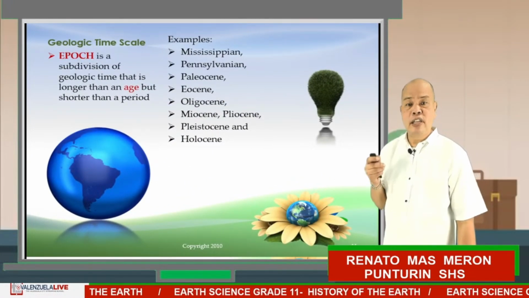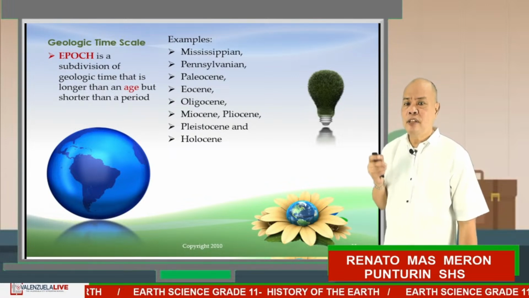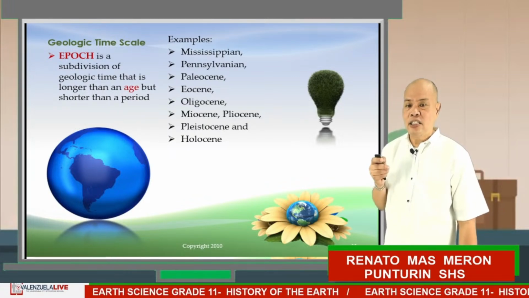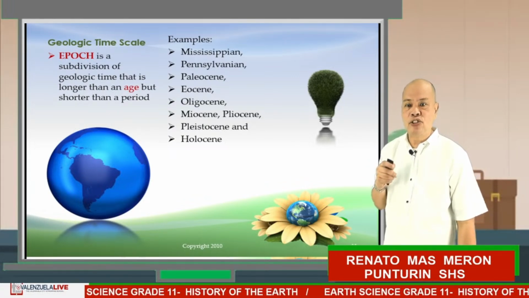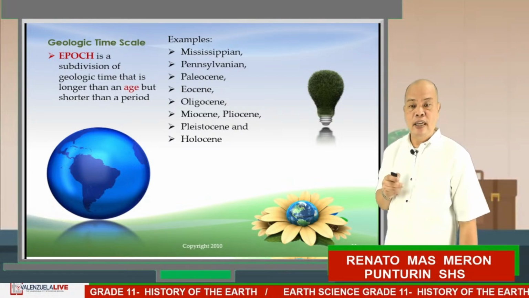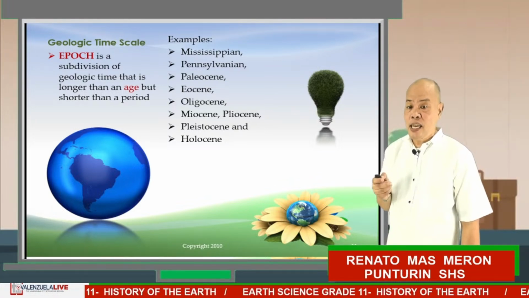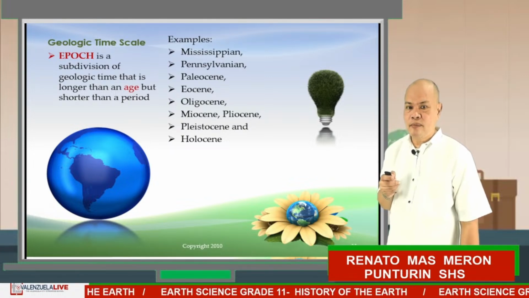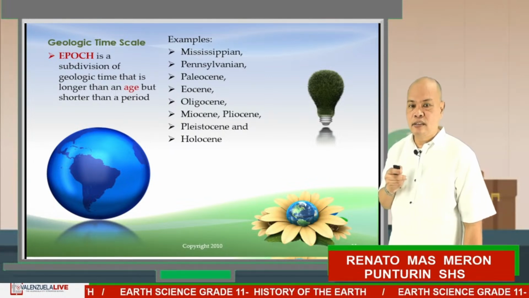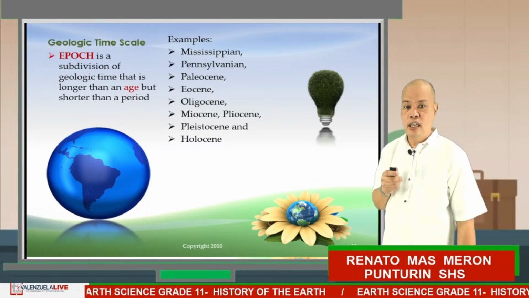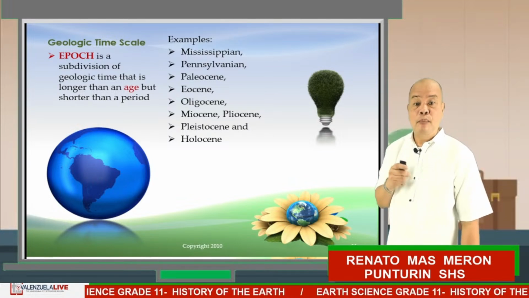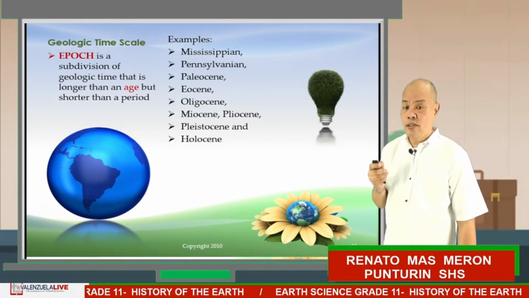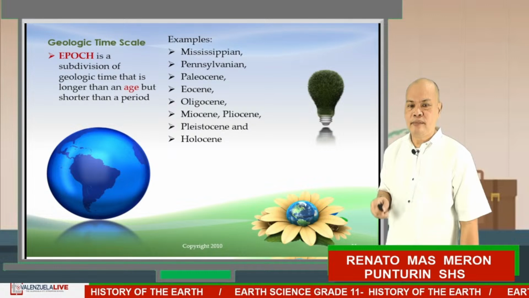Next to period is epoch. Epoch is a subdivision of geologic time that is longer than an age but shorter than a period. Examples, Mississippian, Pennsylvanian, Paleocene, Eocene, Oligocene, Miocene, Pliocene, Pleistocene, and Holocene.